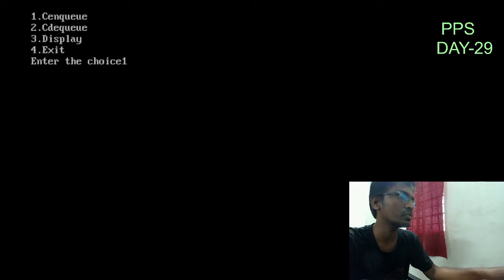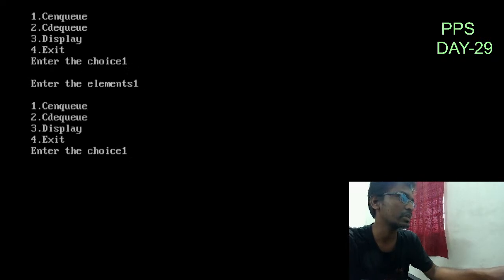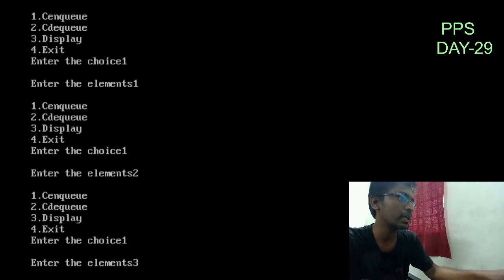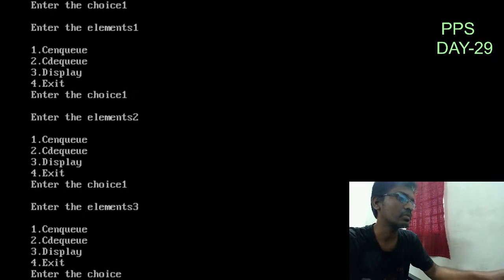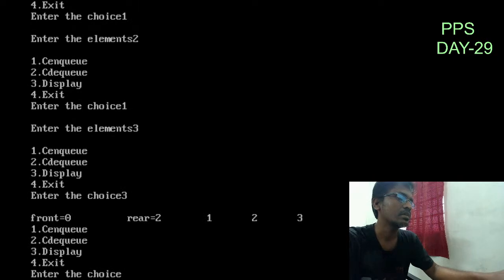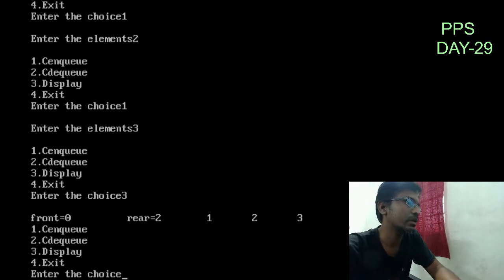Now it will be showing options NQ, DQ, display and exit. Now I will choose choice 1, and element is 1, choice 1, element 2, choice 1, element 3. Now we have to display. So now see here. While performing the insertion operation, the array value will be incremented by 1, and which will be pointing to the last position, and at that time the front value will remain the same, that is 0 only.